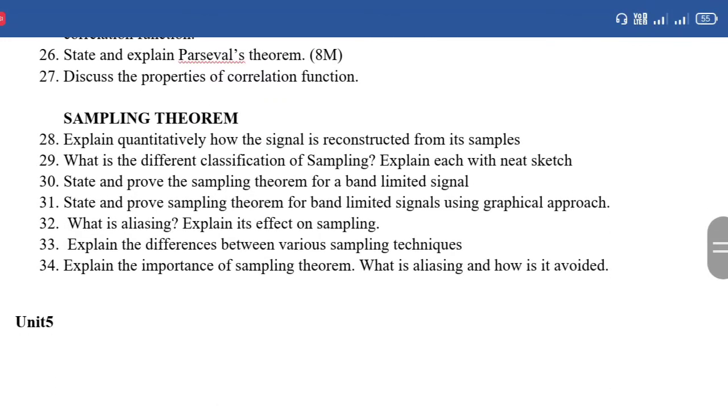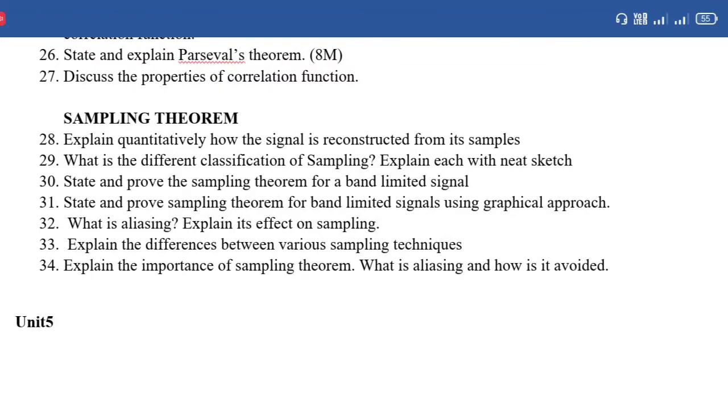Unit 4 is on the sampling theorem. Explain how a signal is reconstructed from its samples. What is the different classification of sampling? Explain each with a sketch.